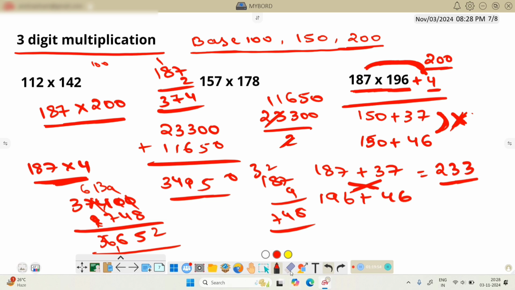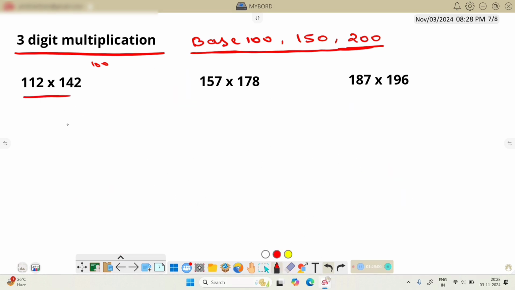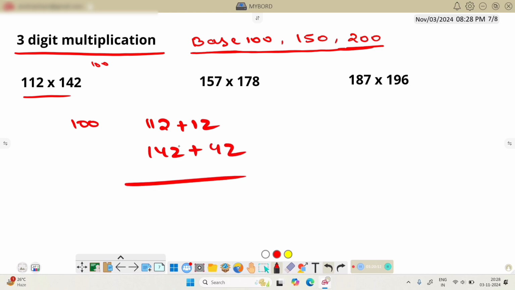And next I forgot to say another important point. For the first sum we have taken base 100. So 112 plus 12, 142 plus 42 we did. Here we crossly added these numbers. 142 plus 12, we got the answer 154, and since it was base 100, we simply kept two zeros here.